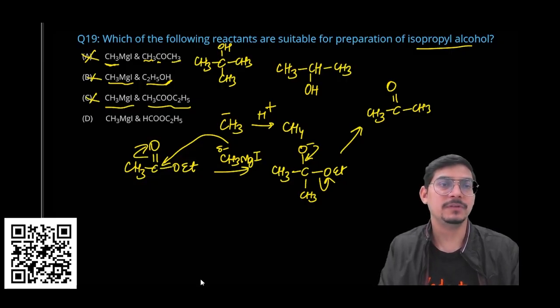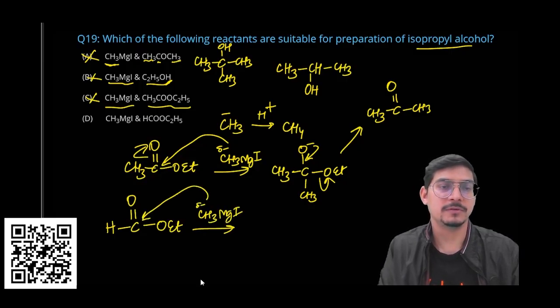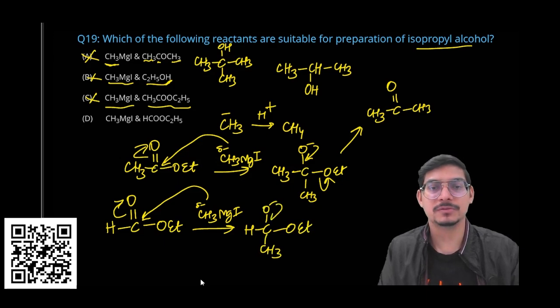In option D, we do have an ester, but this time there is no alkyl group joined to the carbonyl carbon of the ester, just a hydrogen atom. So when this reacts with the Grignard reagent, the nucleophile attacks, the pi bond breaks. This is HCO minus, this is methyl and OEt. This is nucleophilic acyl substitution. So this bond is reformed, ethoxide is expelled, and we get acetaldehyde here.